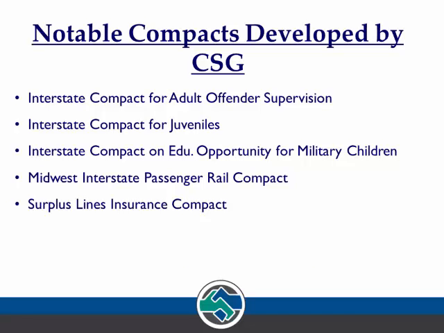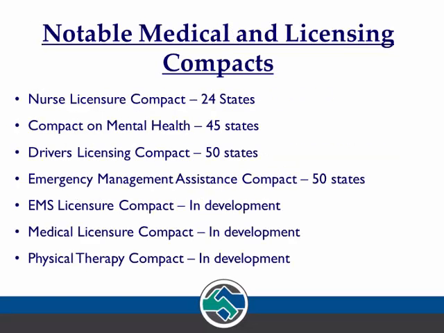We've mentioned several of the projects with which CSG has been involved already. Two more that I didn't mention: the Midwest Interstate Passenger Rail Compact and the Surplus Lines Insurance Compact. There are a number of licensure compacts that are in effect, in addition to the ones that you're going to hear about today. And with respect to the numbers, you've got a slide here showing the 24 states that are currently in the nurse licensure compact, the 45 states that have adopted the compact on mental health. Driver licensing compact is another 50-state compact. Emergency management assistance compact, which is also affiliated with CSG, also has 50 states.